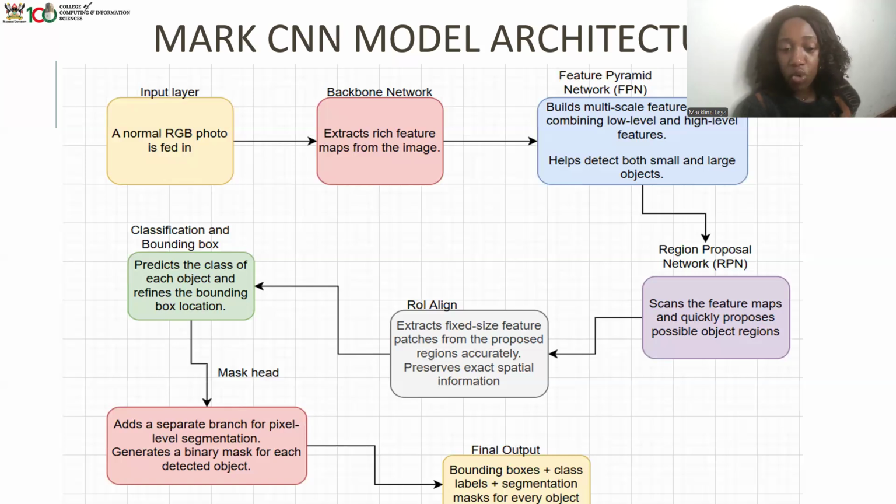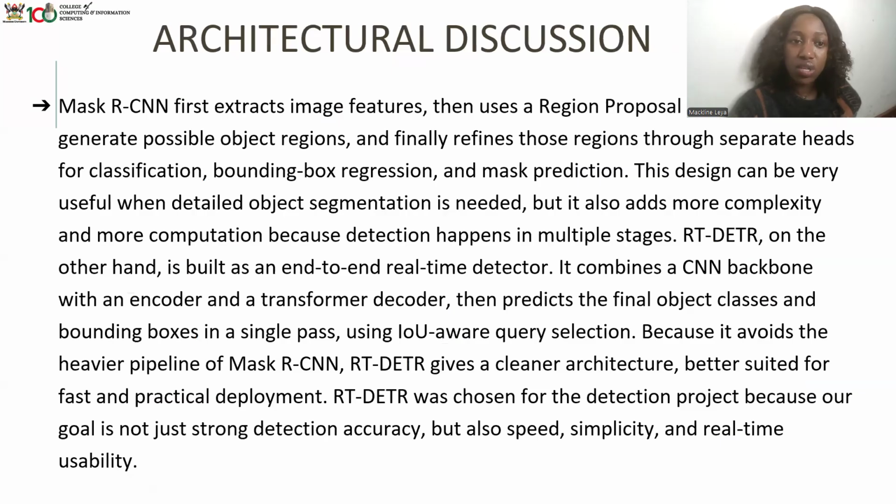Of course, the final output will include the bounding boxes, the class labels, and also the segmentation masks for every object. So this was our architectural discussion. We had to make a comparison between the architecture of Mask R-CNN and also the real-time detection transformer model.